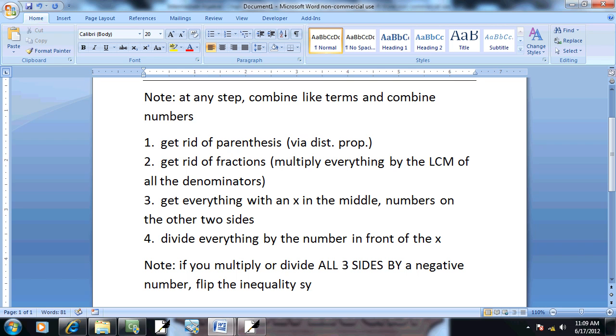I don't usually put this in words. Let's see, multiply or divide all three sides. Let me make that lowercase. There you go. It's like version 1 of these. Just sometimes I don't have time in class, so it's basically the same steps as a linear inequality, except for trying to get x by itself in the middle.